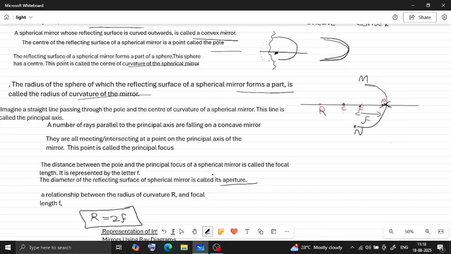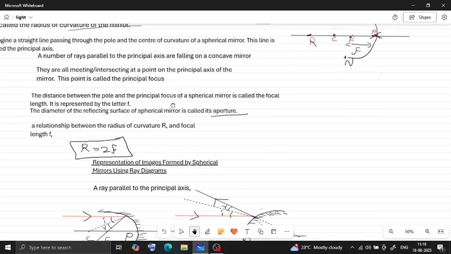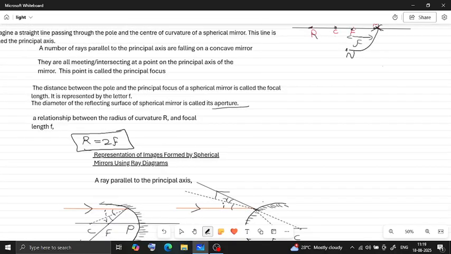Also, this is part of a sphere. So this sphere has a radius, and it is represented by R. We call it the radius of curvature. Okay, and there is a relation between the radius of curvature and the focal length: R is equal to 2 times the focal length, that is, R equals 2f. Clear? So that's all for today.